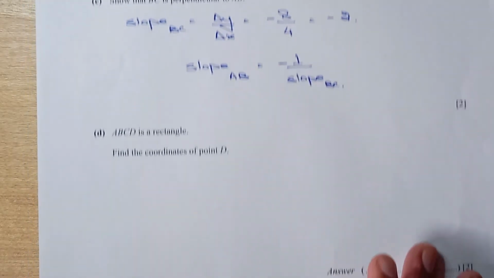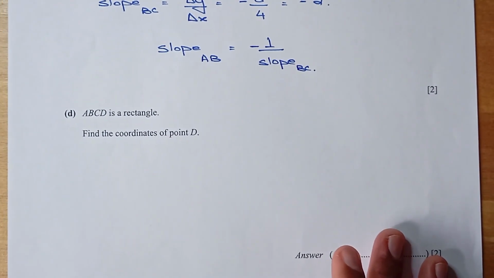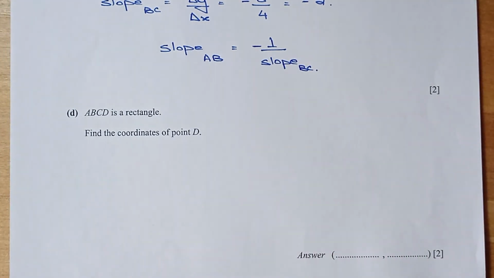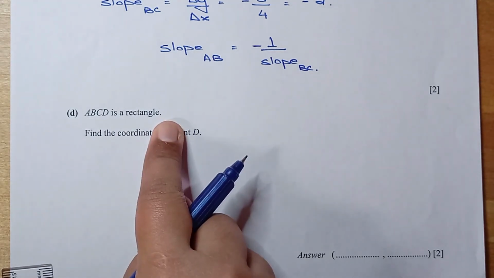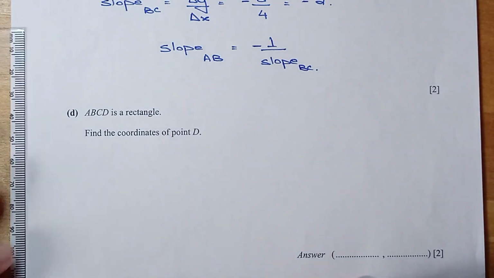Now for the D part, ABCD is a rectangle. Find the coordinates of point D. Okay, so I can draw this rectangle by using the information that BC is perpendicular to AB, because the slopes are negative reciprocals.